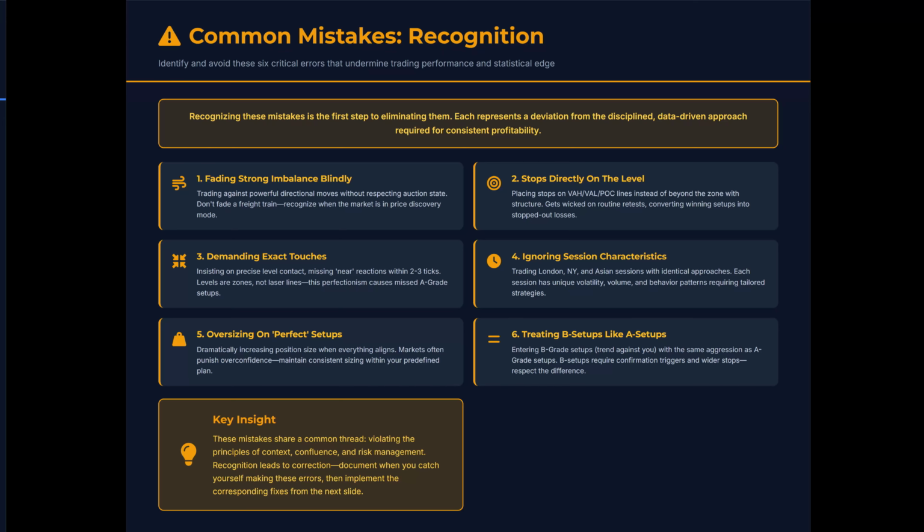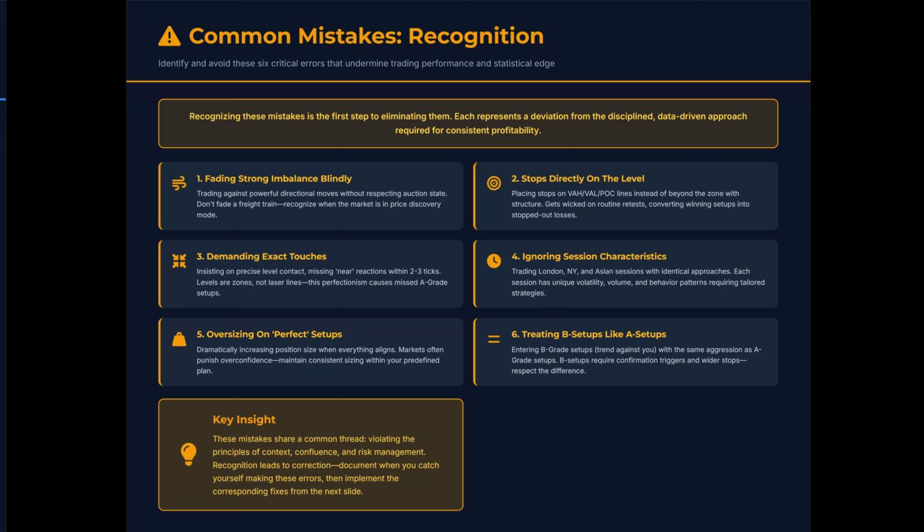Mistake number 1, fading strong imbalance blindly. This means trading against powerful directional moves without respecting auction state. When the market is in price discovery mode, value is migrating. The POC is shifting directionally, leaving low volume nodes behind. Previous day levels may get run through without meaningful reactions. Don't fade a freight train. Recognize when the market is trending aggressively and trade with the move, not against it.